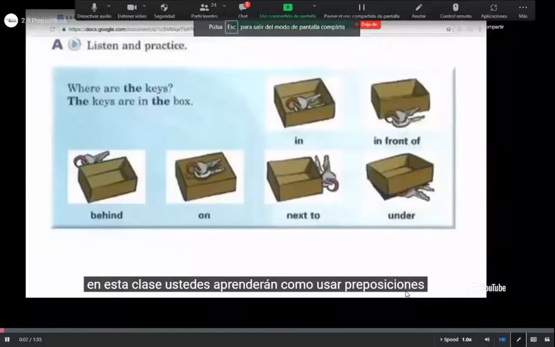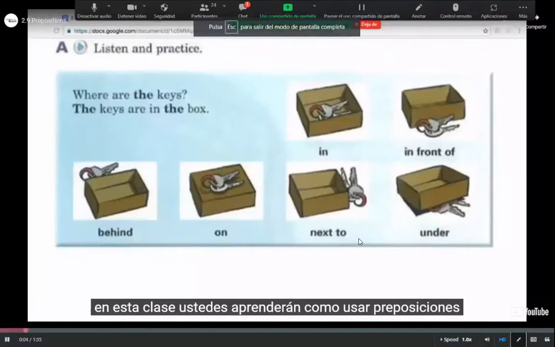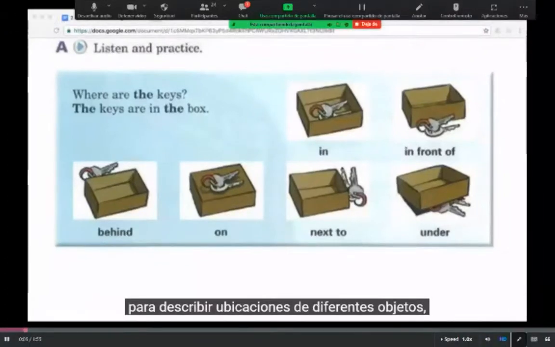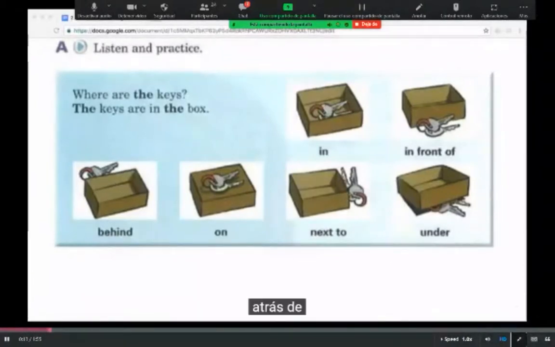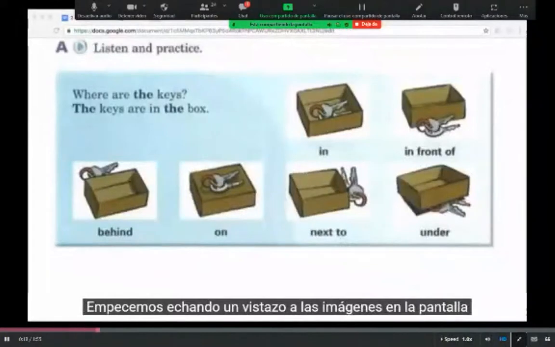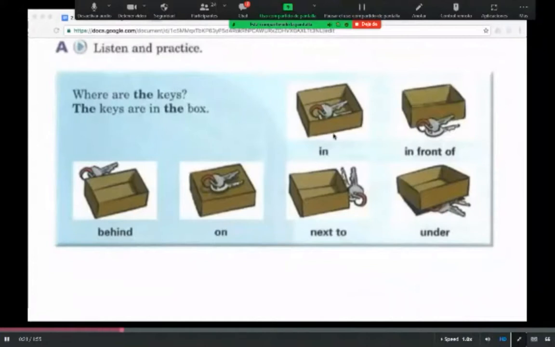Hi everyone. In this class, you'll learn how to use prepositions in order to describe the location of different objects. You'll learn the prepositions in front of, behind, on, next to, and under. Let's start by looking at the images on the screen. The images illustrate the preposition and its meaning.